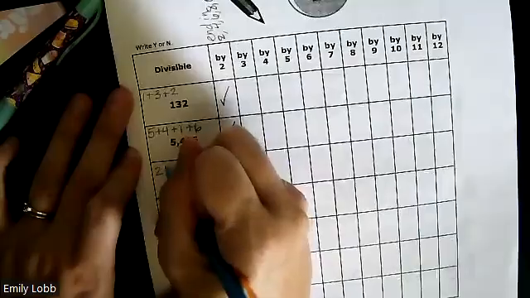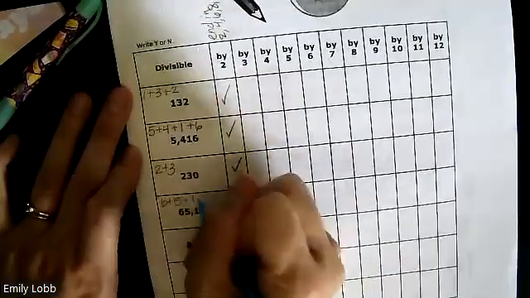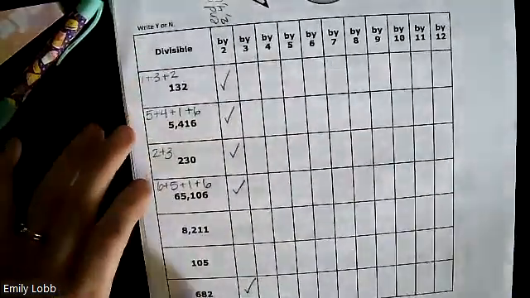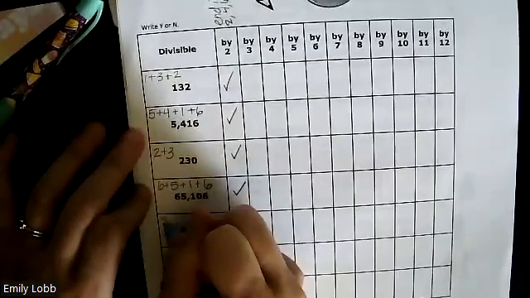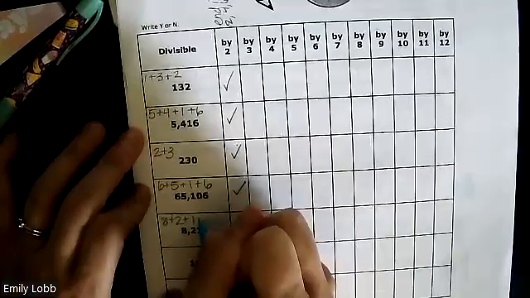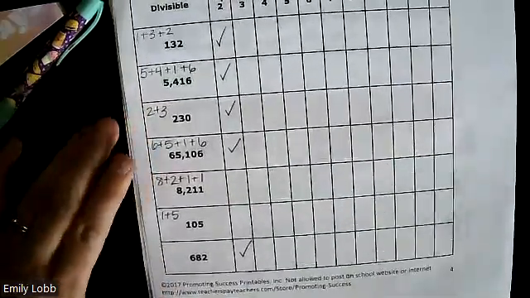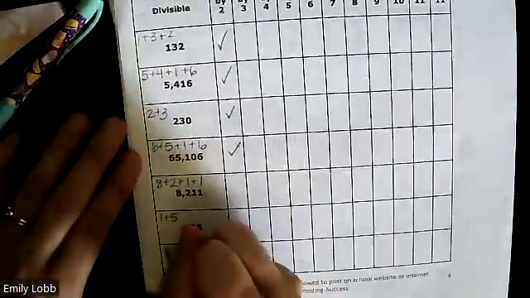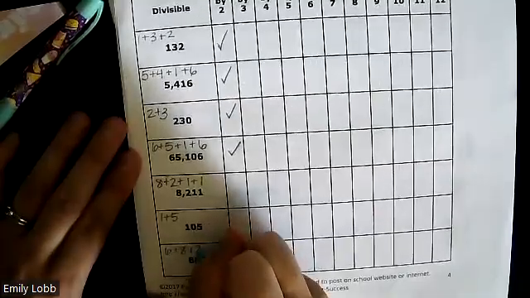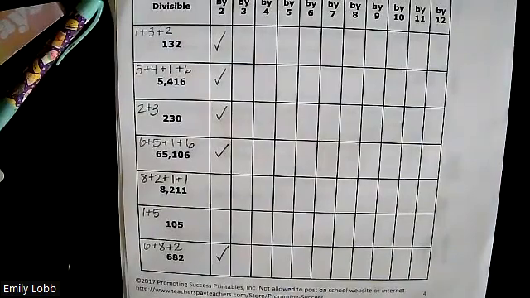This is 2 plus 3. This is 6 plus 5 plus 1 plus 6. This is 8 plus 2 plus 1 plus 1. This is 1 plus 5. Notice I am expecting you to show this work. This is 6 plus 8 plus 2. So go ahead and find those sums. I'm going to give you a couple minutes, and then we are going to answer the question, is it divisible by 3?